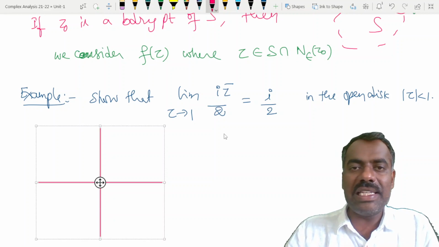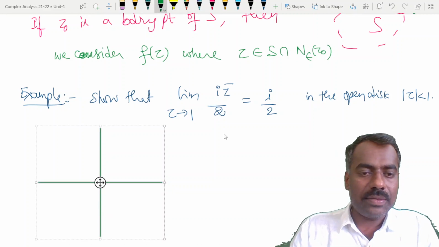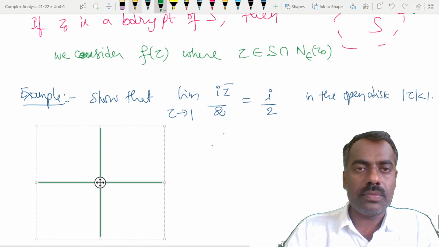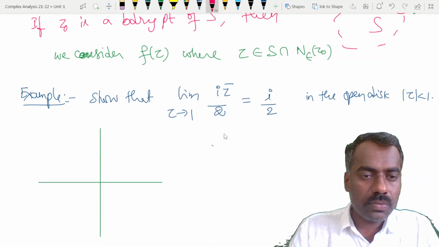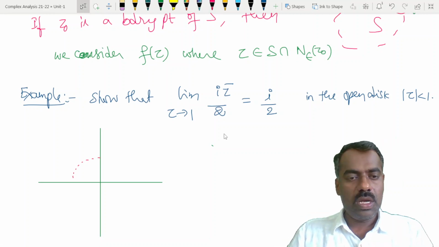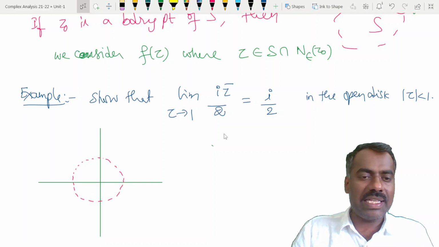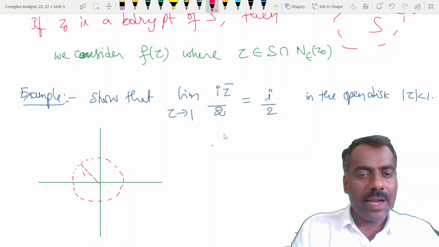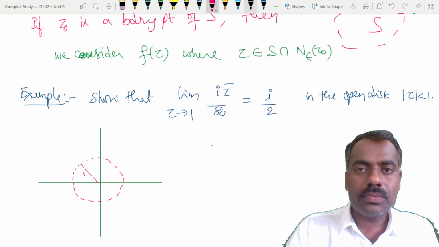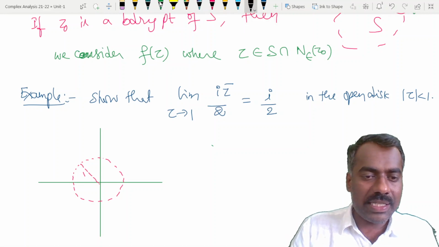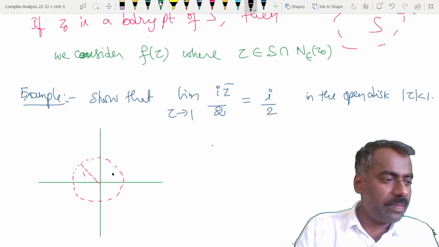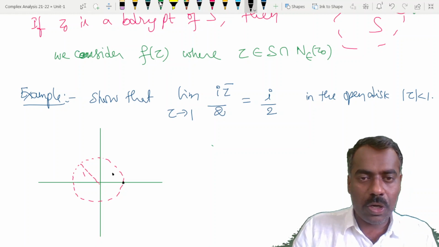First, whatever mod z is less than 1, how does it look? It looks like this. This is mod z less than 1. This is radius 1, this is mod z less than 1, right? Now if I take any point z naught here, this is my point z, and this is point 1, because I want to talk about z tending to z naught, so this is my point 1, right?